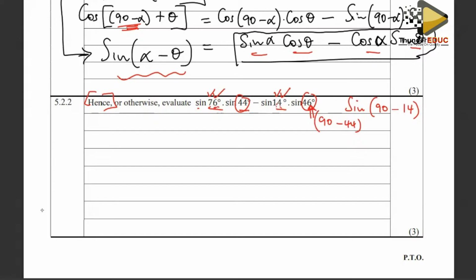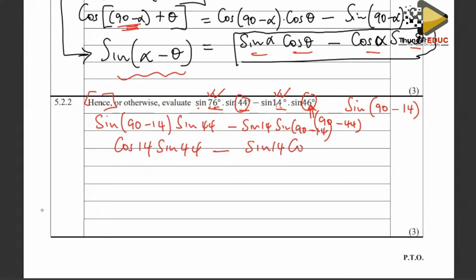So if I'm to replace this, you don't have to show it, but I need to show people why we are using that. We're saying minus sine 14, and then it's going to be the sine of 90 minus 14. You could also use the cos aspect, you would also get the same thing. So this is going to give me the cos of 14, the sine of 44, minus the sine of 14, and then cos of 44. We said 90 minus 44. Does that make sense?